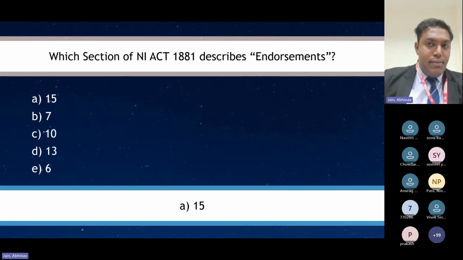Section 15. Endorsement is being discussed in section 15. Section 15 discusses endorsement. Section 15 of NI Act 1881.